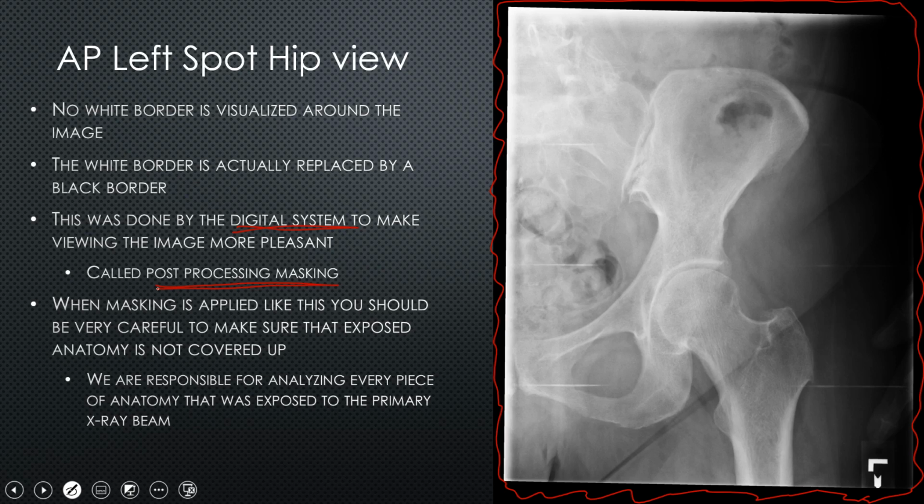And again, like I had mentioned before, you're responsible for analyzing every piece of anatomy that is on the x-ray. So even if you're just taking, say, this hip view and you're obviously focused on the hip, you are also responsible for assessing the SI joint, because that's still in the view, or a little bit of our pubic rami or ischial tuberosities.